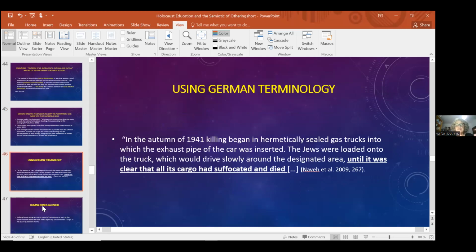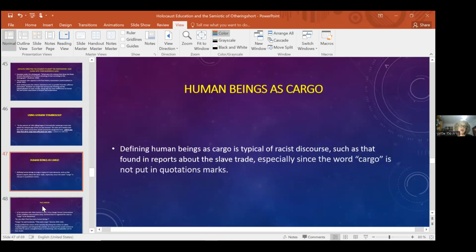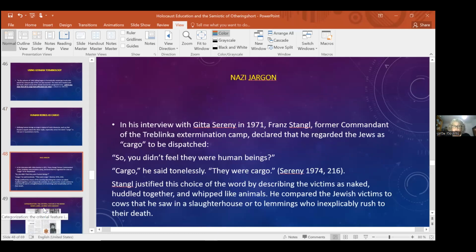One book described the transition to gas trucks, and the idea was to put the exhaust pipe into the truck, and the truck would go around and around until it was clear that all its cargo was suffocated and died. Now, the use of the word cargo, defining human beings as cargo, is typical of racist discourse such as that found in reports about the slave trade, especially since the word cargo here is not put in quotation marks. The Nazis called the Jews cargo.